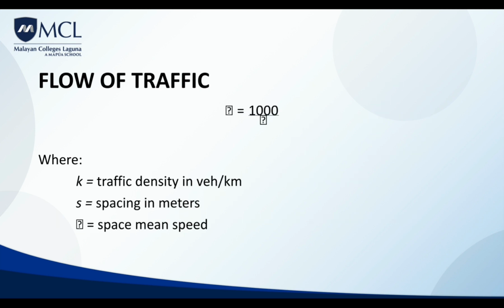Next formula is for the spacing. Spacing is equal to 1000 over K. So, K is the traffic density in vehicles per kilometer. Then S is the spacing in meters.